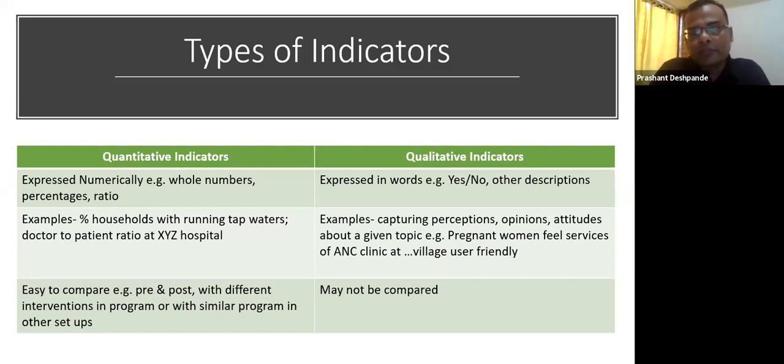Then we have qualitative indicators. These are expressed in words. They are described, yes or no answers, or focus group discussions to capture perceptions, attitudes, opinions. For example, if you want to see in a village whether the ANM is providing better services for pregnant women, we can conduct a focus group discussion, FGD, to know their practices, knowledge, attitude, and what services are being utilized at the ANC clinic. So that will be a qualitative indicator, and they may not always be comparable.